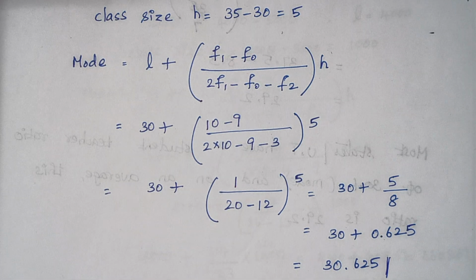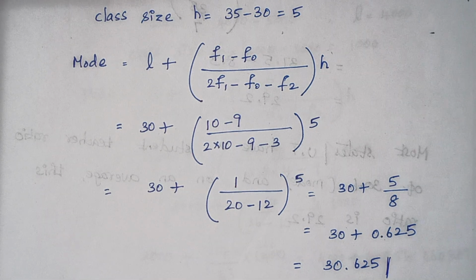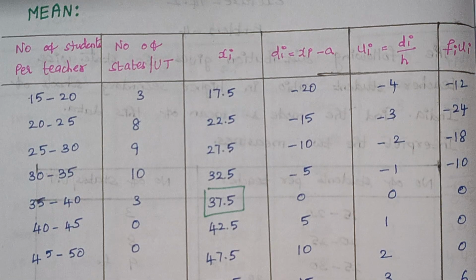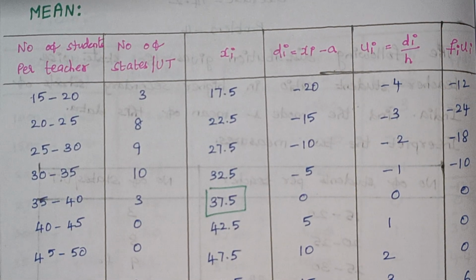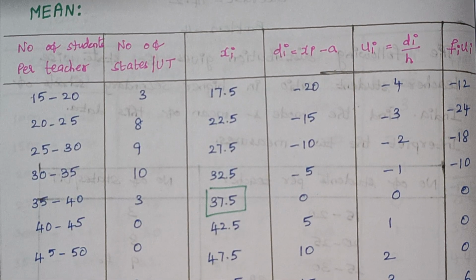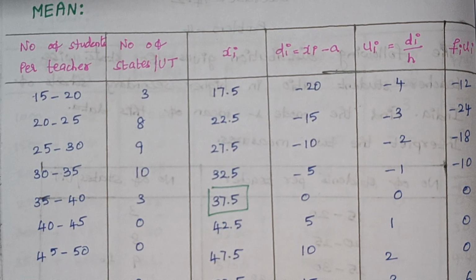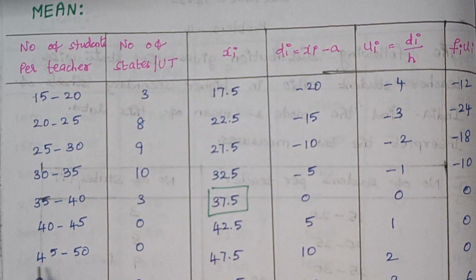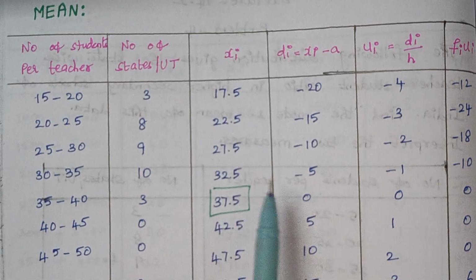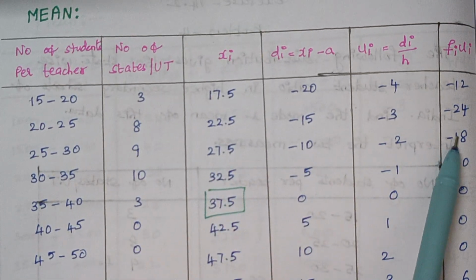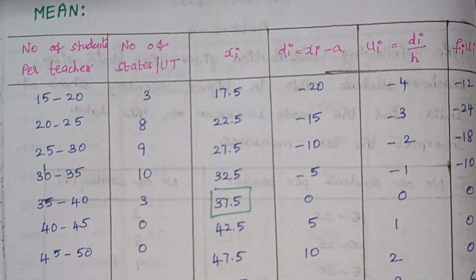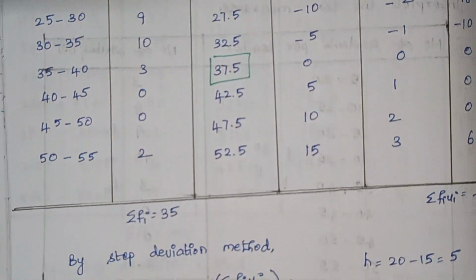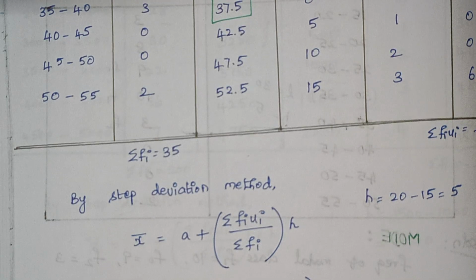Now, we will proceed to find the value of mean. To find the mean, we are using the step deviation method. For the step deviation method, totally we will be having 6 columns. The first 2 columns will be given in the problem and the rest 4 we have to fill by ourselves. As usual, we will go from the formula. So, this is the formula.